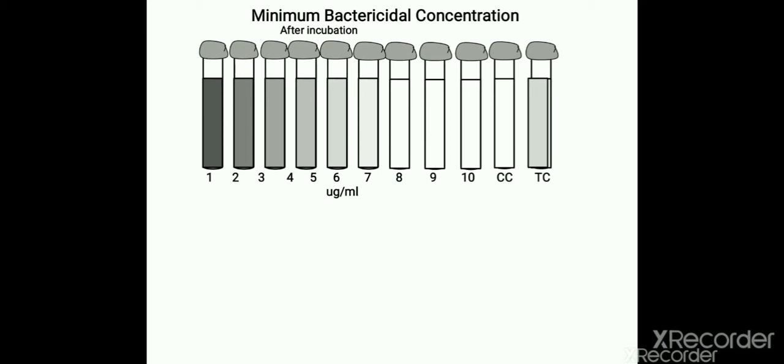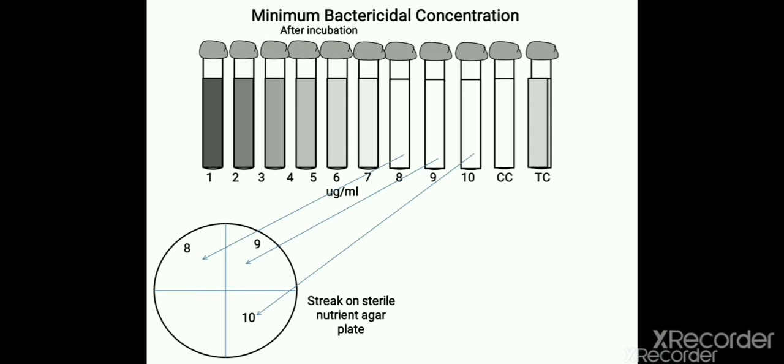Now, determination of minimum bactericidal concentration. This will be after the determination of MIC. So look at the earlier set of MIC in which the results were presence of turbidity from tube number 1 to 7, absence of turbidity from tube number 8 onwards, and presence of turbidity in the turbidity control. Here we'll choose the tubes showing absence of growth, that is tube number 8, 9 and 10. That means tube number 7 is the last tube showing presence of turbidity. So we have to choose 2 or 3 tubes next to tube 7 showing absence of turbidity.